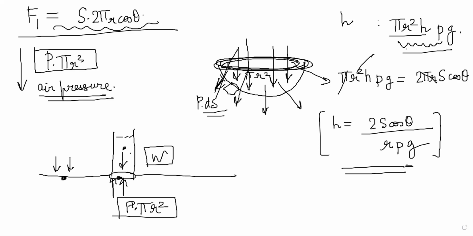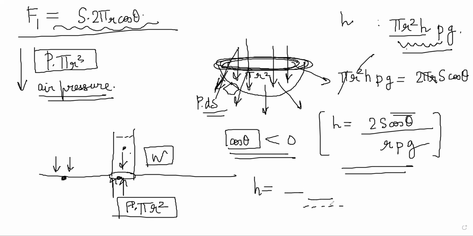Now, notice that here, if your cos theta was obtuse, then it will be less than 0, right? If the contact angle was obtuse, it will be depressed, no? h is negative. So that will give you the depression, the amount of depression also, with the same equation. Okay. So you understand, no?